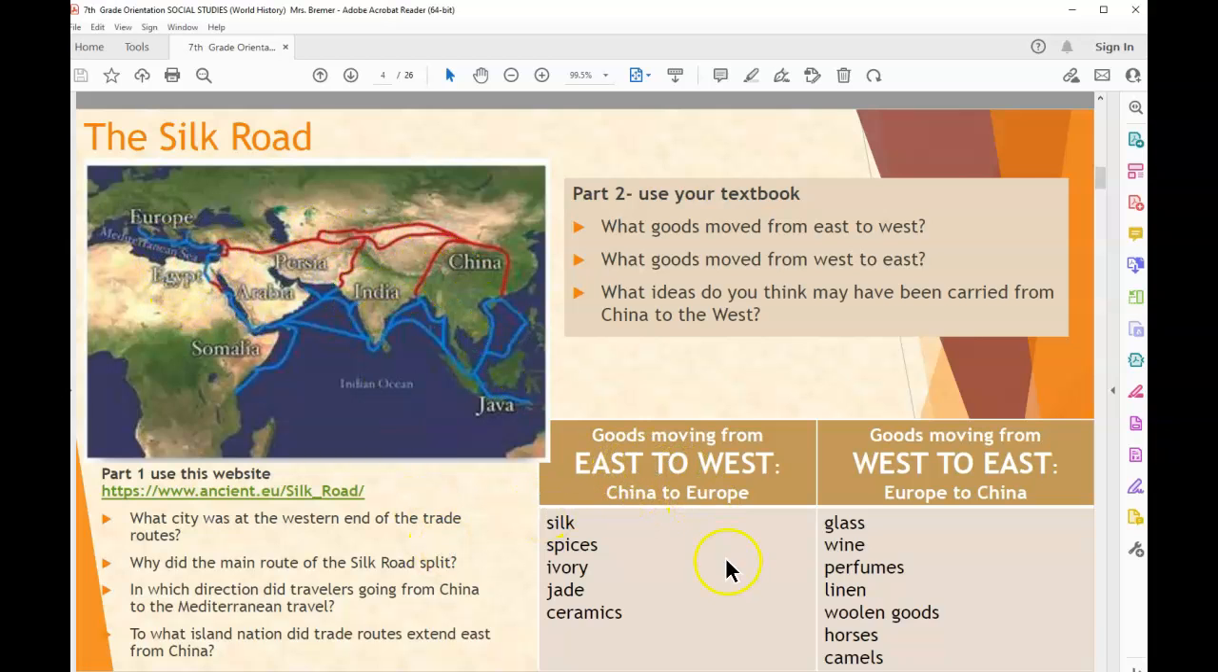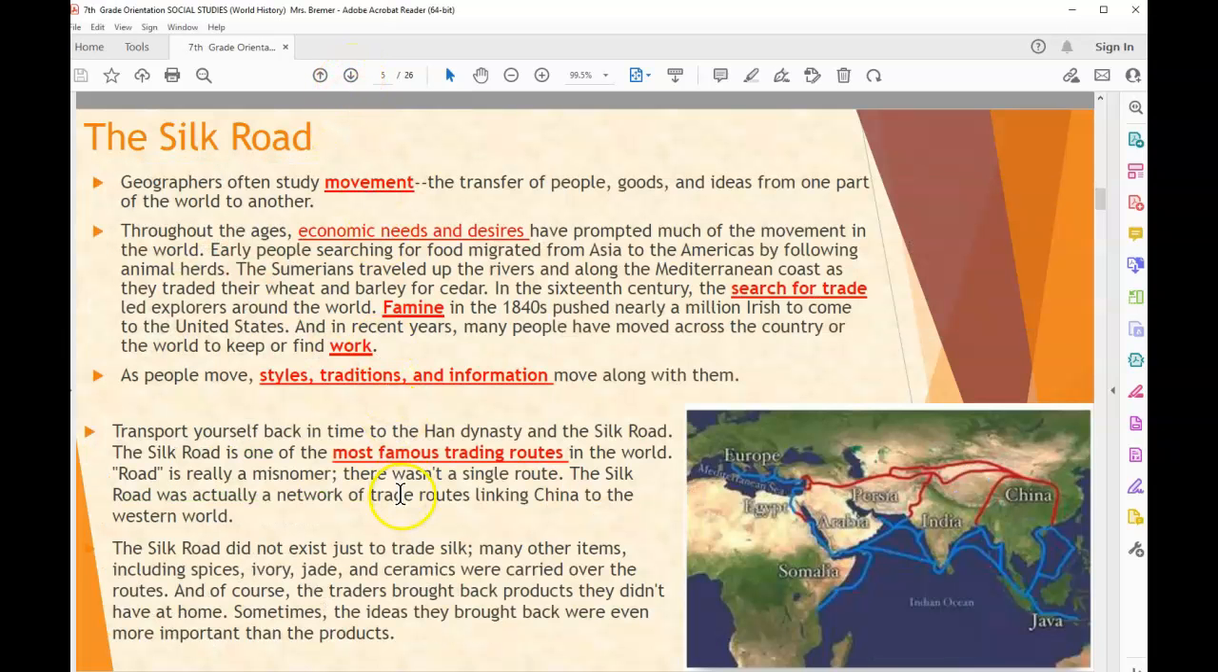We talked about goods that went from China to Europe, like silk and spices, and then goods that went from Europe to China, like glass, wine, perfumes. And notice, what's the difference between those red and blue lines there? Land and sea. There's many different routes. There's not just one road. There are many roads.